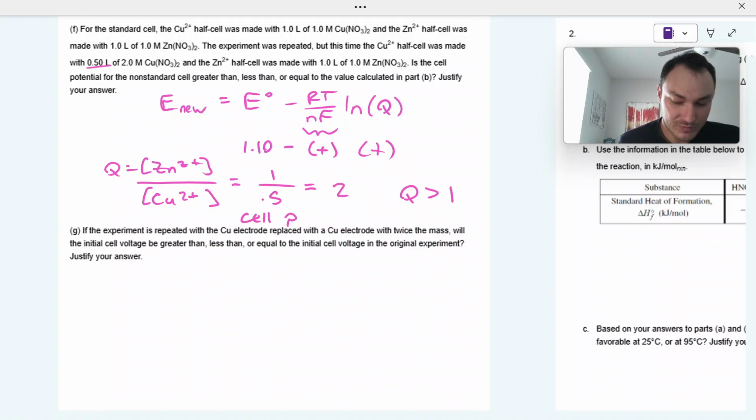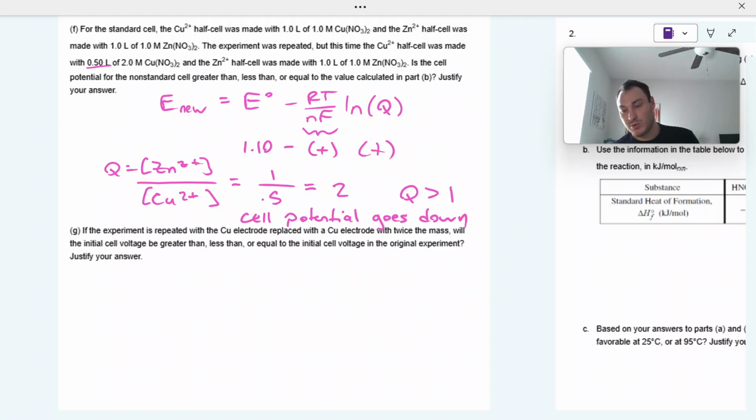Cell potential goes down. And remember, when it says justify, you are always free to justify via math. We did math here, and this math really helps with our justification. I'd probably say something a little bit more, like since Q is greater than 1, but we used the equation. This is good justification here. The cell potential is going to go down.